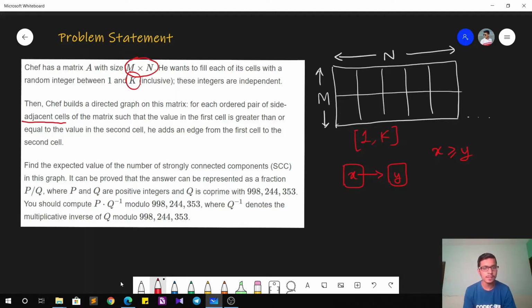Then what is our task? Our task in this question is to find the expected value of the number of strongly connected components in this graph. So definitely we would get a directed graph out of this matrix, some random graph, right? We have to find the expected value of number of strongly connected components in this graph.